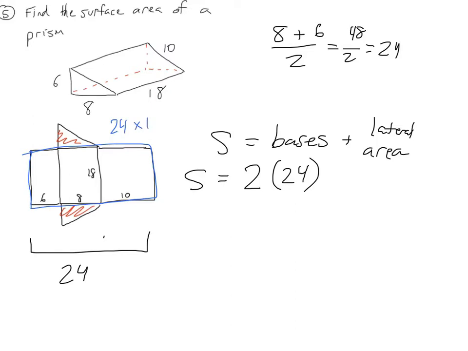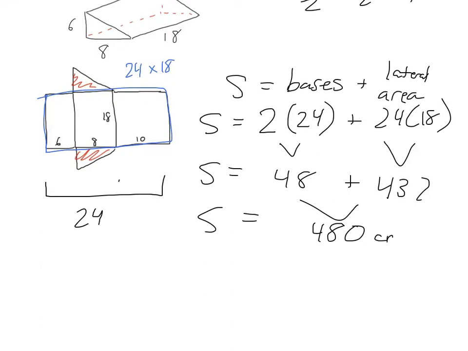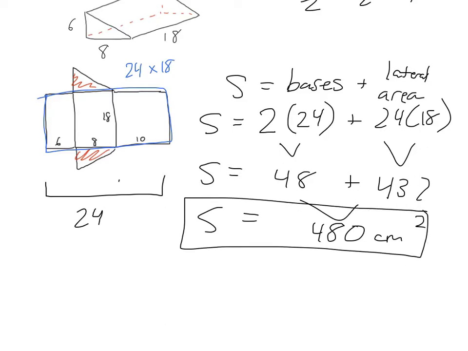And 24 times 18 gets you 432. So plus 24 times 18, we said that was 432. Adding to that, 2 times 24 is 48. So 432 plus 48 ends up getting you 480. And I believe I said we were talking about centimeters, so centimeters squared would be our final answer. 480 centimeters squared is the surface area, the area of the bases plus the area of the lateral faces, otherwise known as the lateral area.